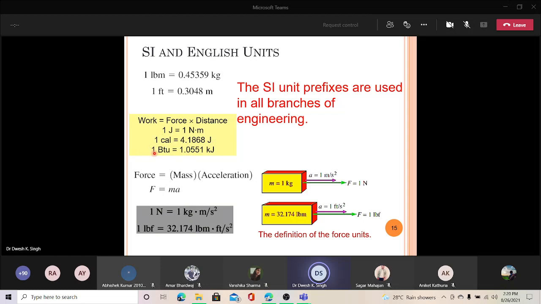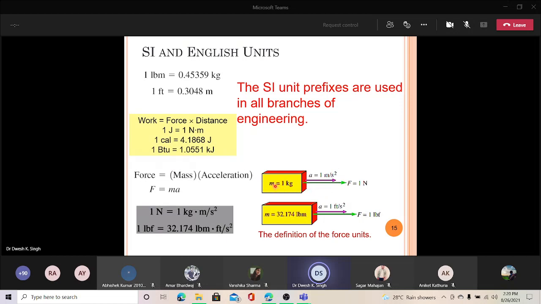But the main difference comes here: 1 BTU, the British thermal unit, is equal to 1.05 kilojoule, meaning joule. So this is the relation. Let us take this picture to understand the difference.